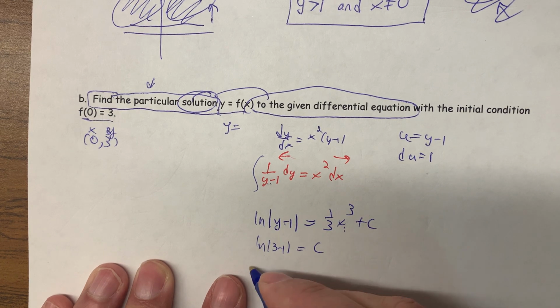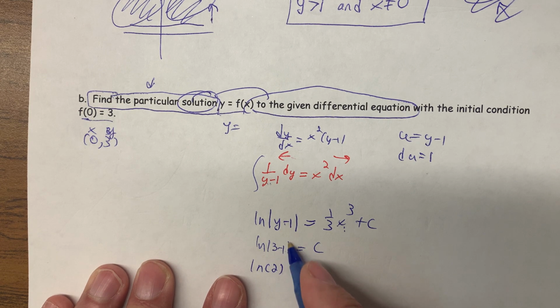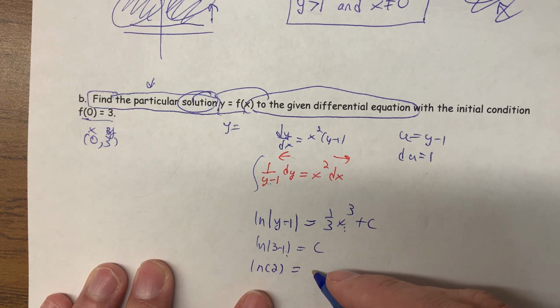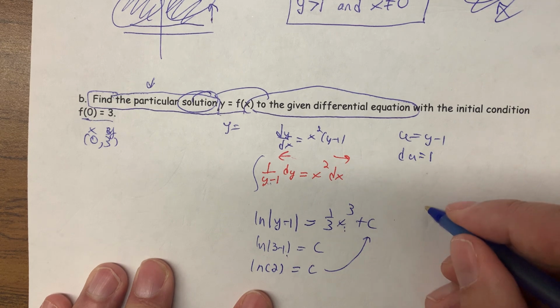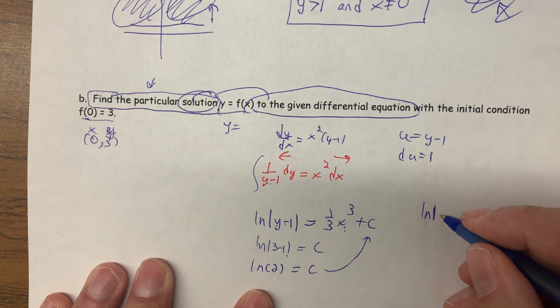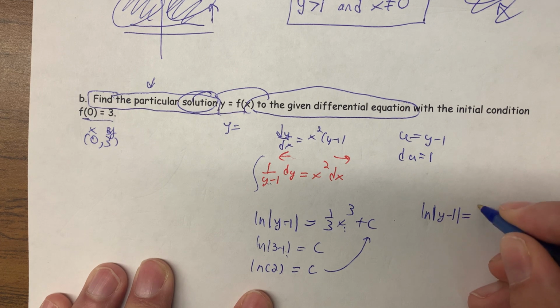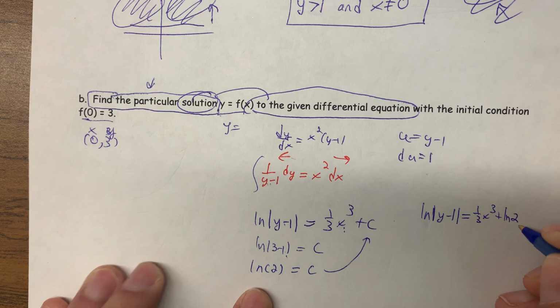X is 0. So natural log of 2. Notice I don't have the absolute value bars anymore because 3 minus 1 is 2. Absolute value of 2 is just 2. We can simplify the absolute value. C. So we'll plug that in. Natural log absolute value of y minus 1 equals 1/3 x cubed plus natural log of 2.